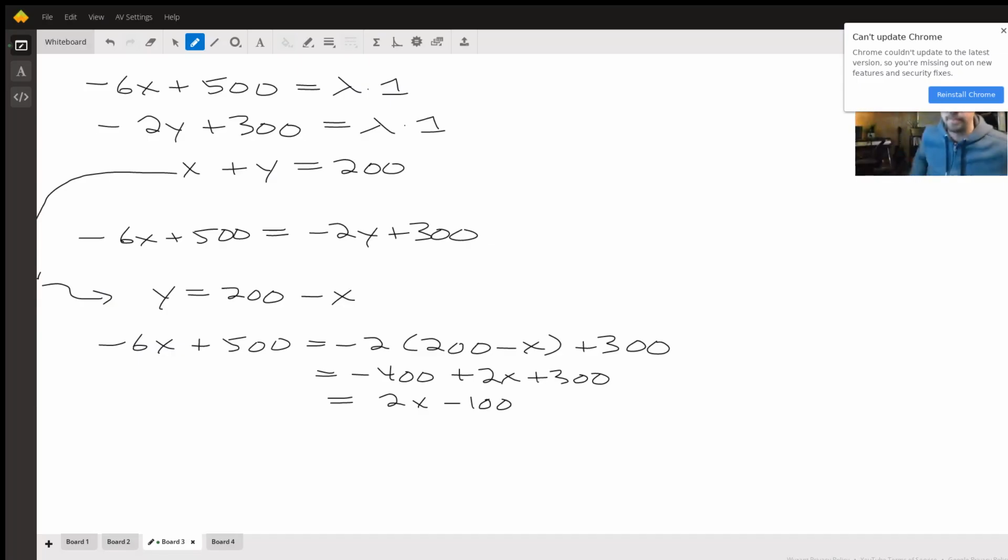Okay, so there you go. That's your answer. Multivariable calculus optimization using Lagrange multipliers.